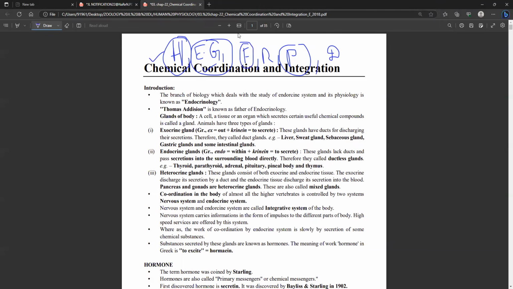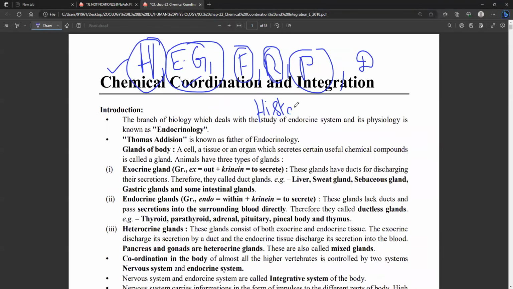Most students never read the regulation. You have to read the regulation compulsorily, and from which precursors they are derived. What do you mean by the word precursor? Suppose, for example, you take histamine. Histamine is actually derived from what? Histidine.